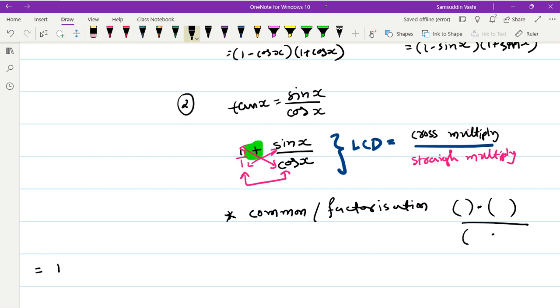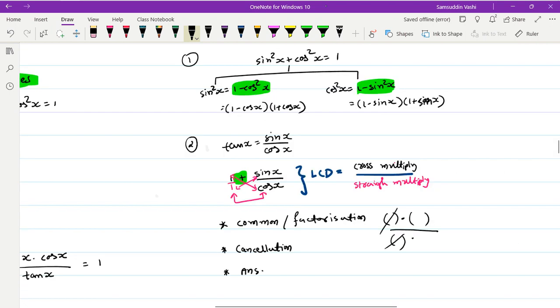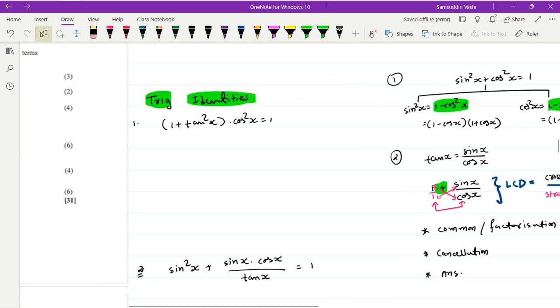The purpose of that multiplication is cancellation. So the moment you take it out common, after that your next step most probably is cancellation. And the moment you cancel, most probably you will get the answer. In between there will be 1 or 2 steps of different simplification. All right. Okay, so we are going to use this method. Let's see what we can do.